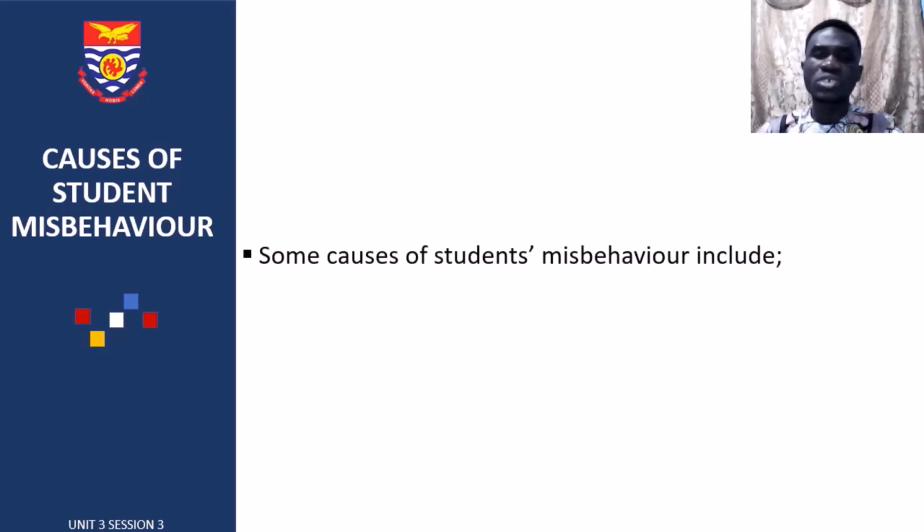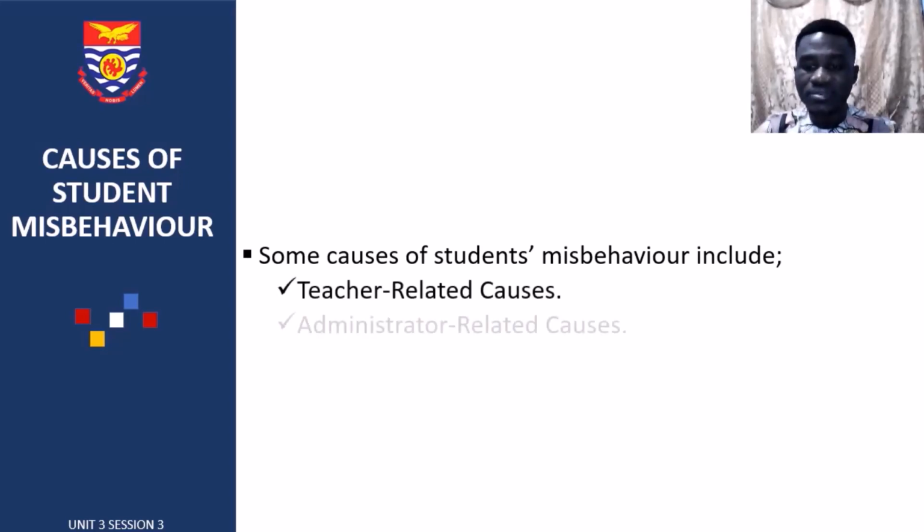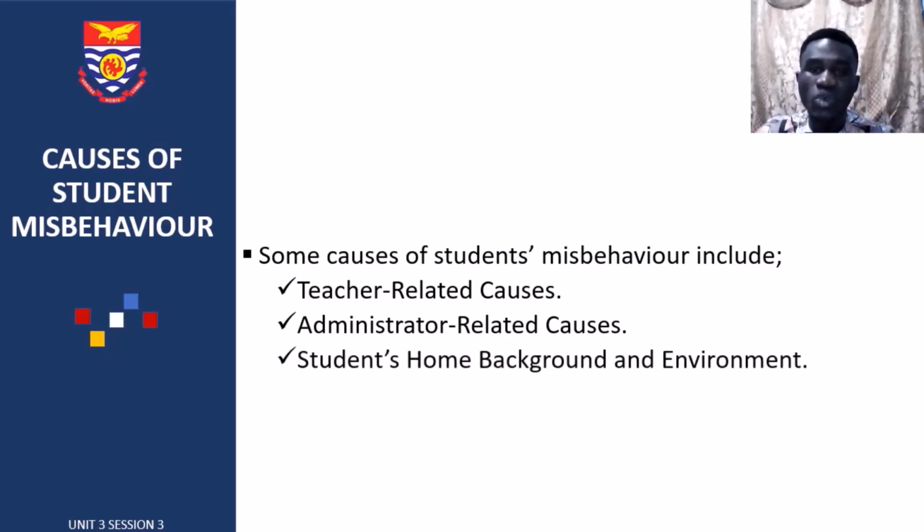Now, understand that every student misbehavior in your class has a cause. And so as the teacher, your responsibility is to find out the basic reason for the misbehavior of students before you apply measures to correct it. Some causes of students' misbehavior include teacher-related causes, administrator-related causes. We have students' home background and environment, as well as student-related causes.